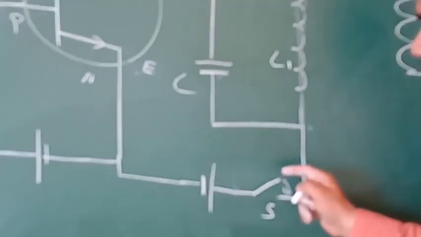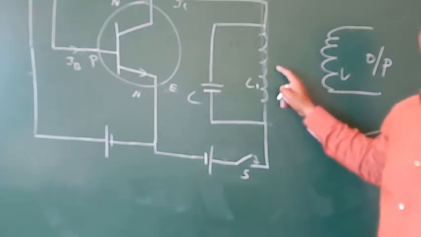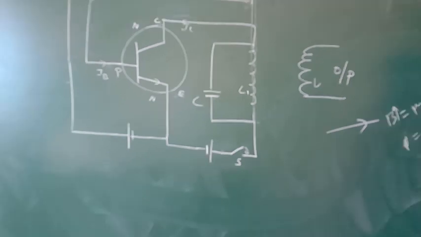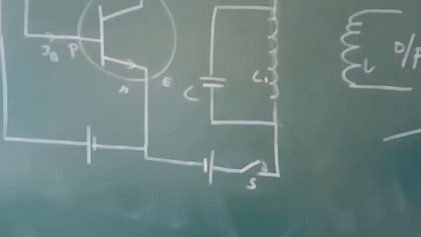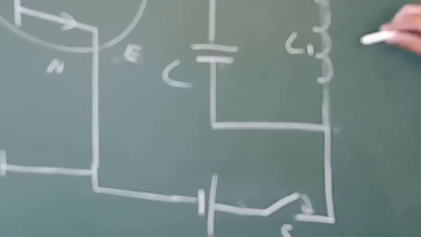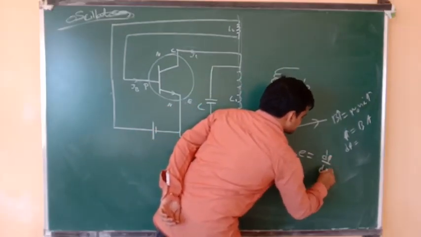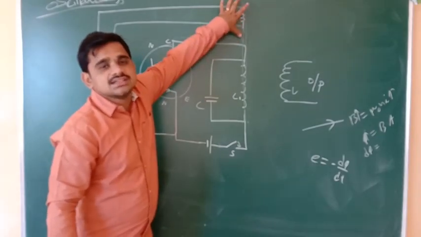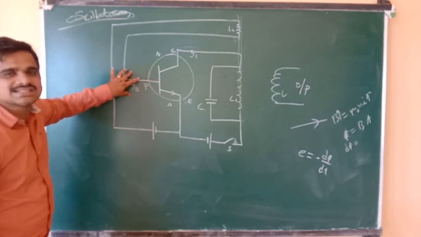One more time. When this switch is closed, the capacitor gets charged and the current passing through the coil increases. Current increasing means the magnetic field is increasing, which means the magnetic flux is increasing. There is a change in the flux, and that change passes through this coil. According to Faraday's law, there is an induced EMF. When the flux passing through this coil changes, an EMF will be induced. That EMF is the input for this transistor.